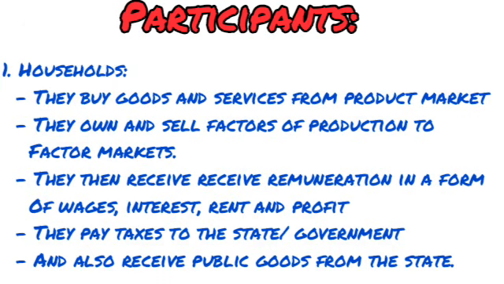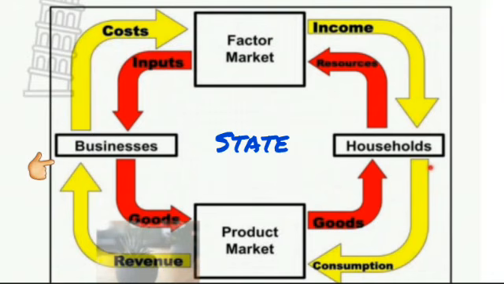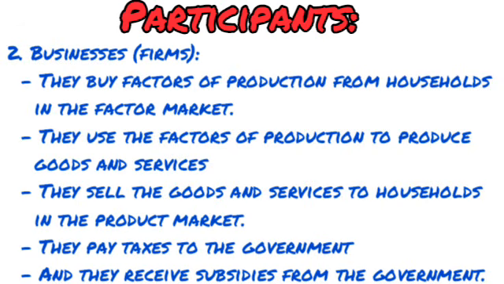So you have to make sure that when you're talking about a household, you are describing how they relate to every other participant. That makes it easier for you to be able to describe the participant of a household. We are going to do the same thing for businesses. So you will see that when we describe businesses, we are going to describe how it relates to factor markets, to households, to the state, and to the product market.